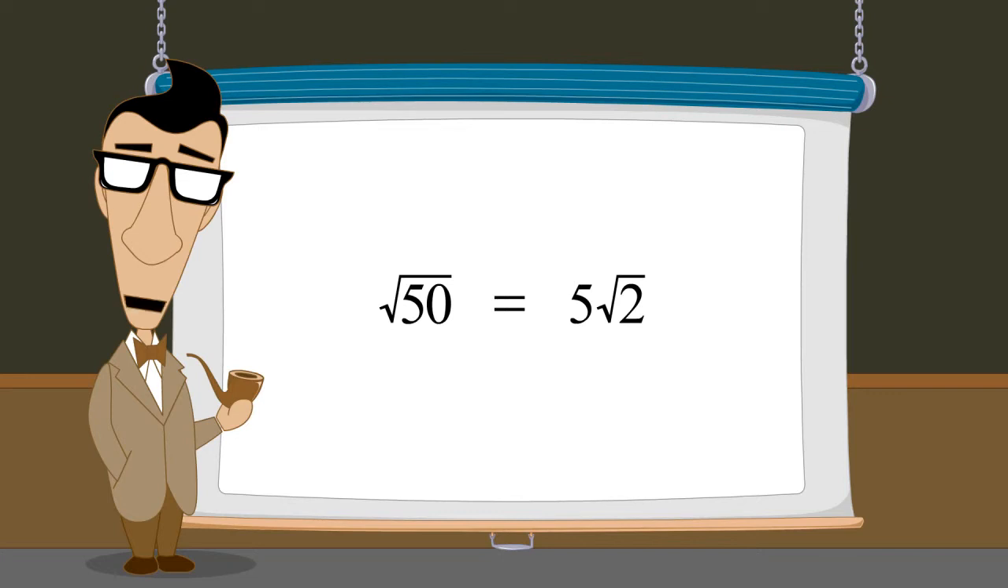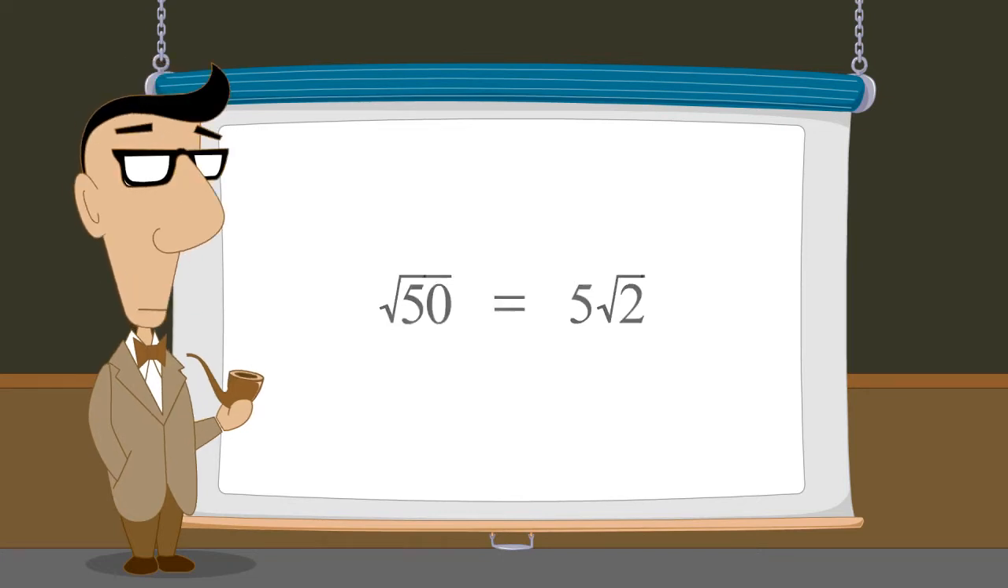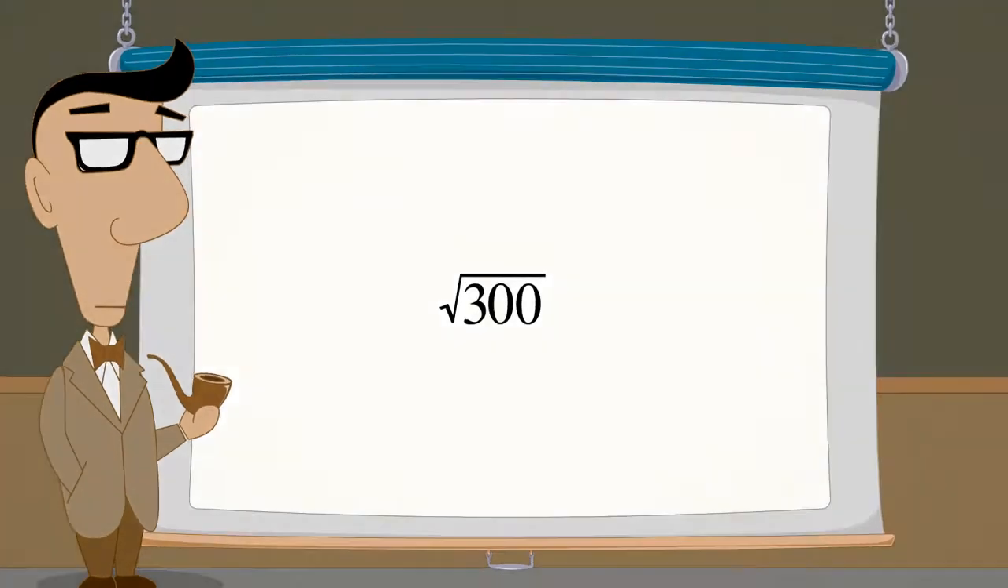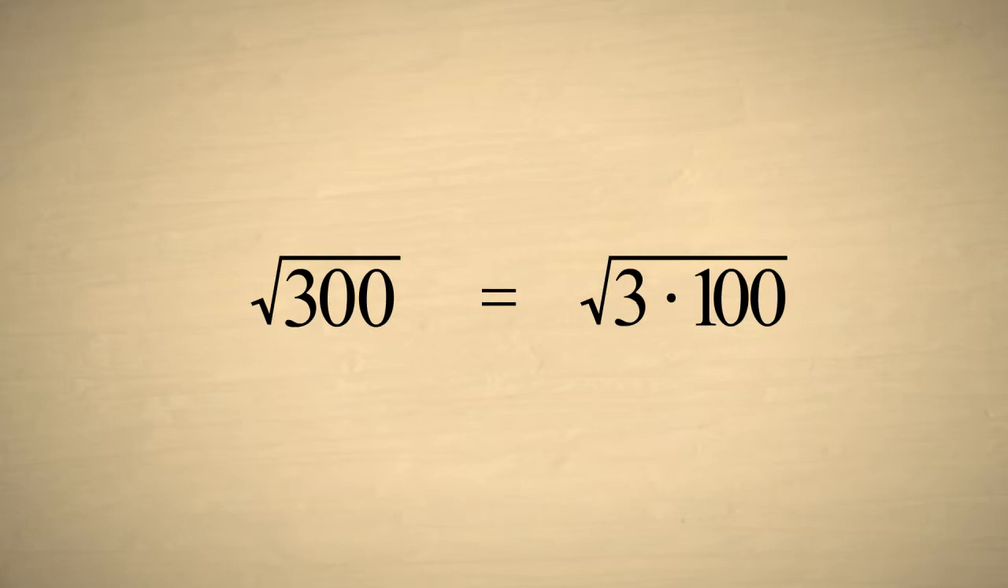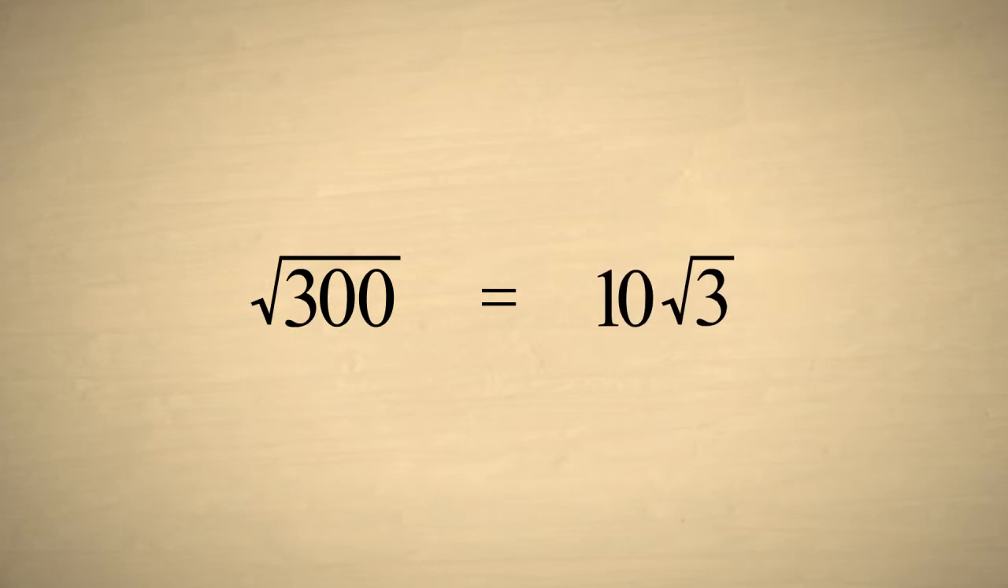Let's try another example, simplifying the square root of 300. In other words, let's write this expression with the smallest possible number under the radical sign. We can factor 300 as 3 times 100. Then, each factor can be written separately under its own radical sign. Since the square root of 100 is 10, the square root of 300 can be written as 10 times the square root of 3.